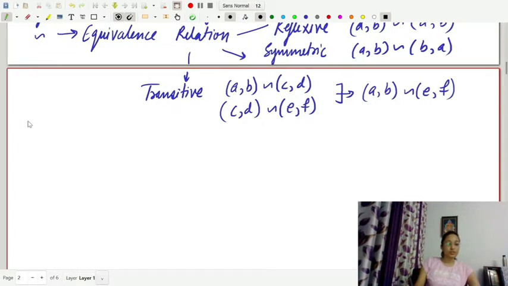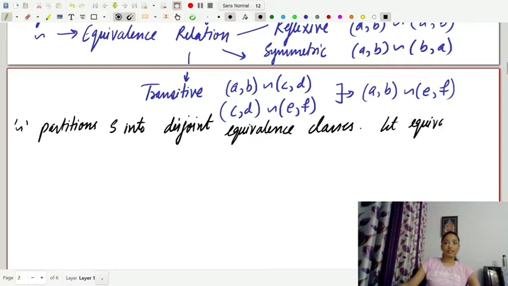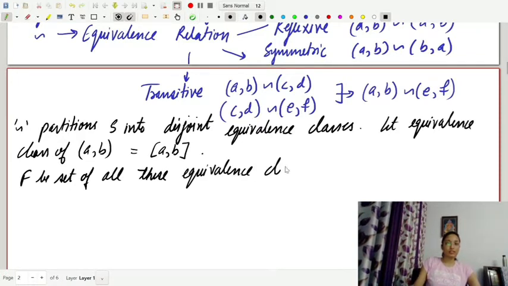Now this relation partitions S into disjoint equivalence classes. Let the equivalence class of (a, b) be denoted by [a, b]. Let F be the set of all these equivalence classes.